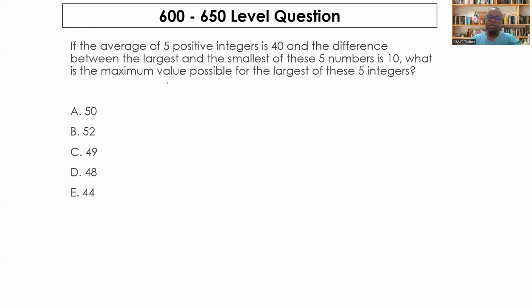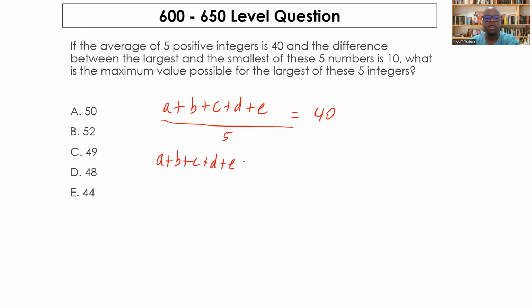So we have 5 positive integers. Let's say A plus B plus C plus D plus E. If you find the average, it is 40. To find the average, you sum all the numbers and divide by the number of numbers. So divide by 5 is equal to 40. Therefore, the next thing that you can get is that the sum of these numbers is 200. So A plus B plus C plus D plus E equals 200, because you just multiply all through by 5 and you get that value.